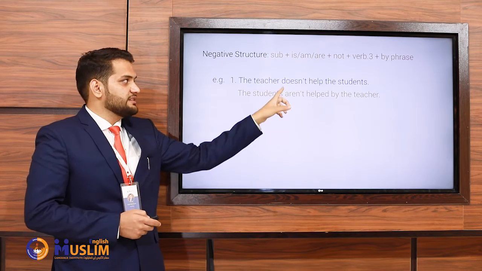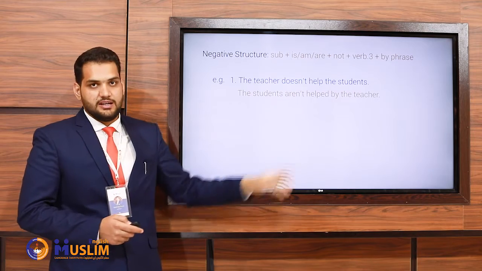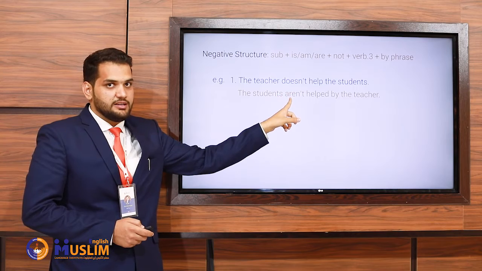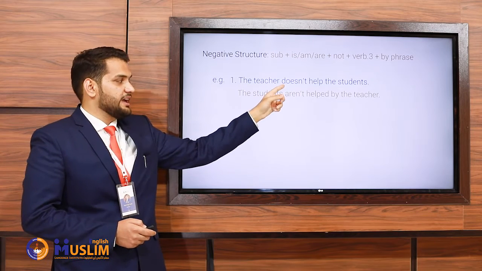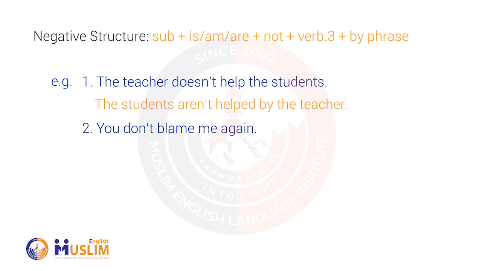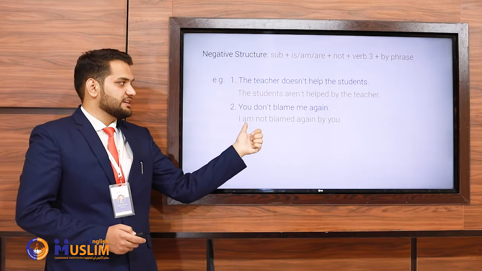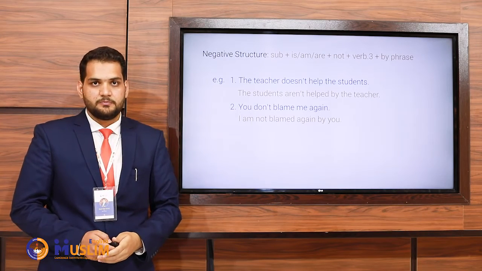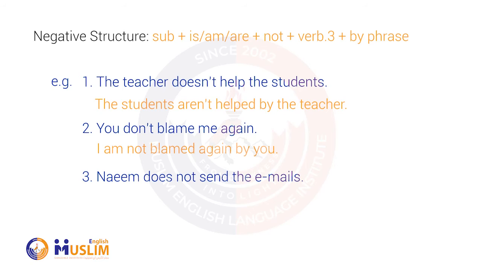And a good point is, if this is a contraction, this should also be a contraction. If it is does not, then try to use are not here. But since in this case we have doesn't, we should use aren't. For example, number 2, you don't blame me again. I'm not blamed again by you. I've not used a contraction here because am not doesn't have a standard contraction in English. Example number 3, Naeem does not send the emails. The emails are not sent by Naeem.